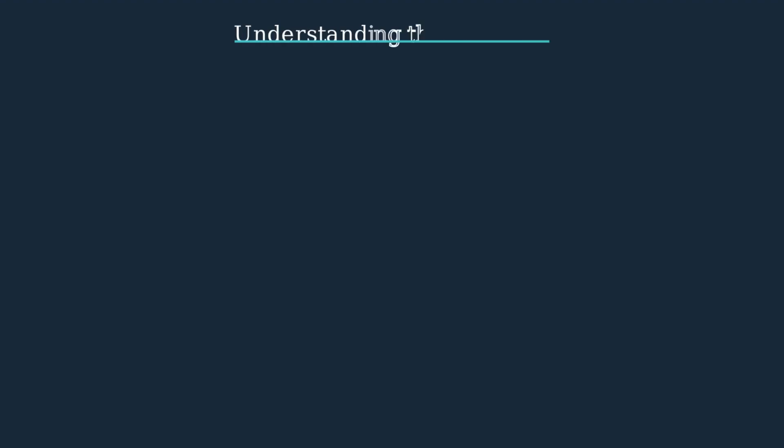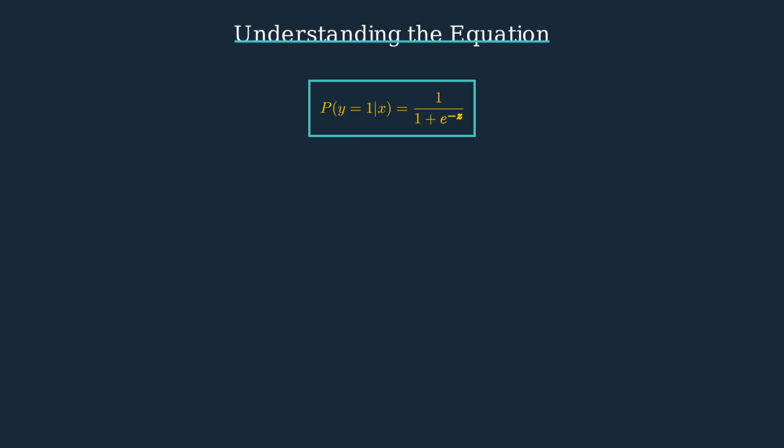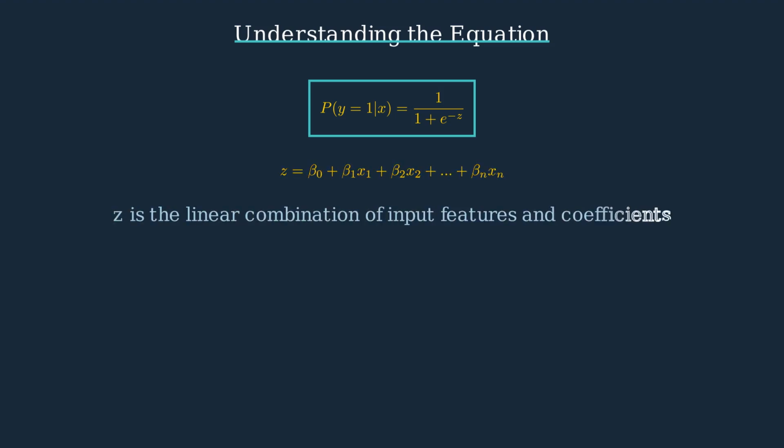Let's understand the equation behind logistic regression. The logistic regression equation uses a sigmoid function to map any real-valued number to a probability between 0 and 1. The variable z represents the linear combination of all input features, each multiplied by its corresponding coefficient.